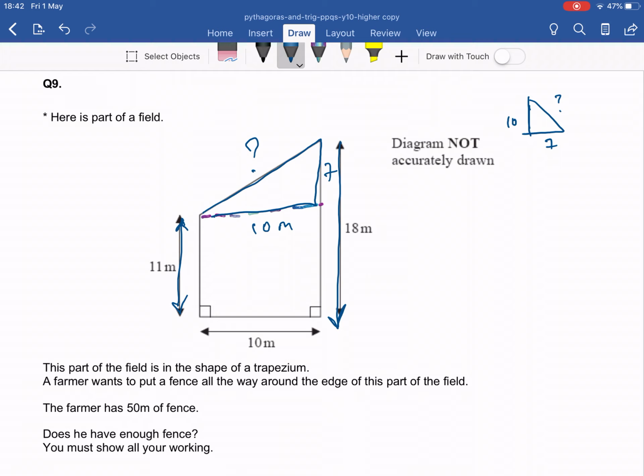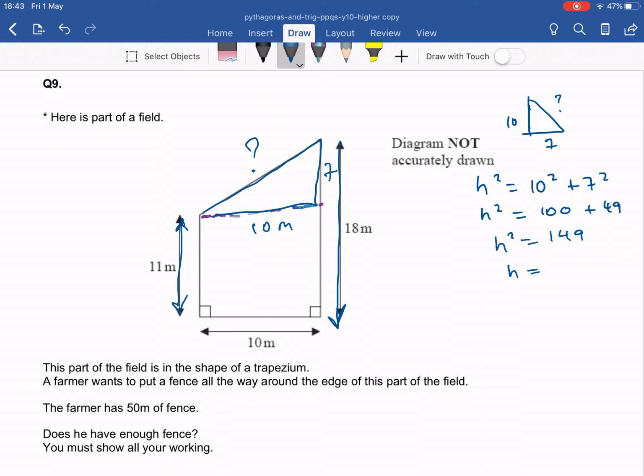This means I'm going to have to use Pythagoras. So I know the hypotenuse squared is equal to the sum of the other two sides squared. So that's what I'm going to do. I'm going to call my question mark h for hypotenuse. So h squared is equal to 100 plus 49. So that's 149 h squared. So h is equal to the square root of that.